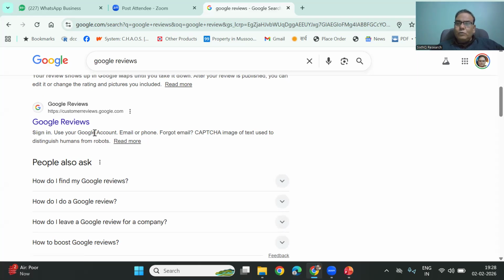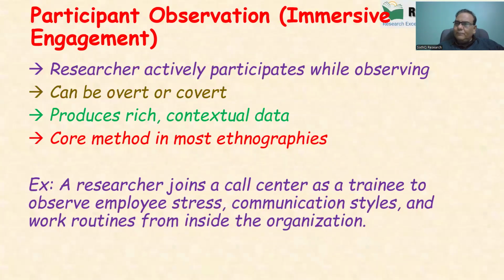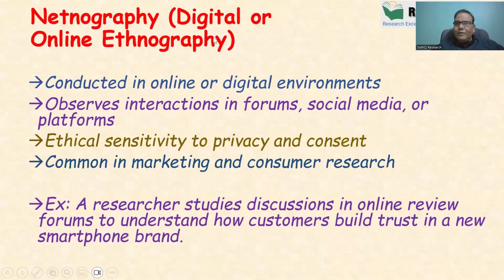So, if you conduct a study on how to improve a Google review, it is an example of ethnography. Ethnography is one of the concepts we have to use to improve our rating and visibility. So I think digital or online ethnography is important. It is common in marketing and consumer research, with ethical sensitivity to privacy and consent. Observe interaction in forums, social media, and platforms.